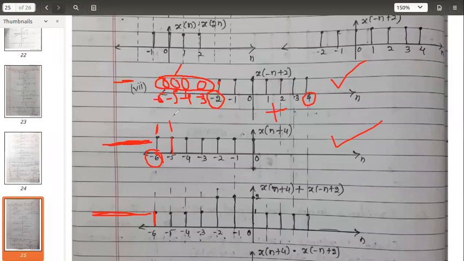Then at minus 5 check, 0 plus 1, 1. At minus 4 check 0, but here there is an amplitude now, 0 plus 1, 1. At minus 3 check, amplitude 1 plus, here it is still 0, 0 plus 1, 1.